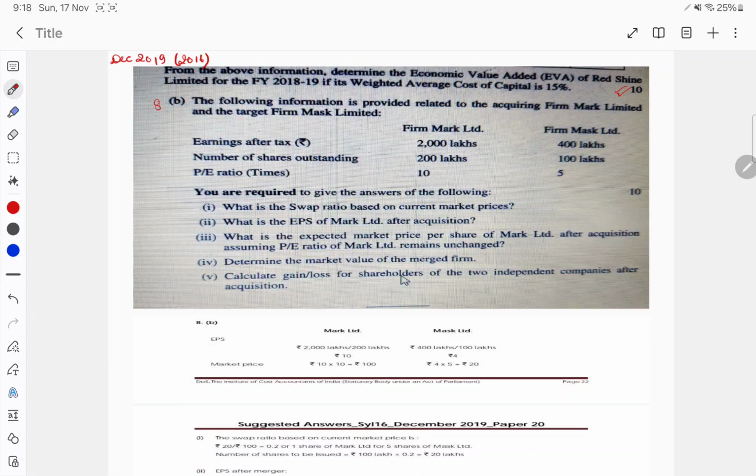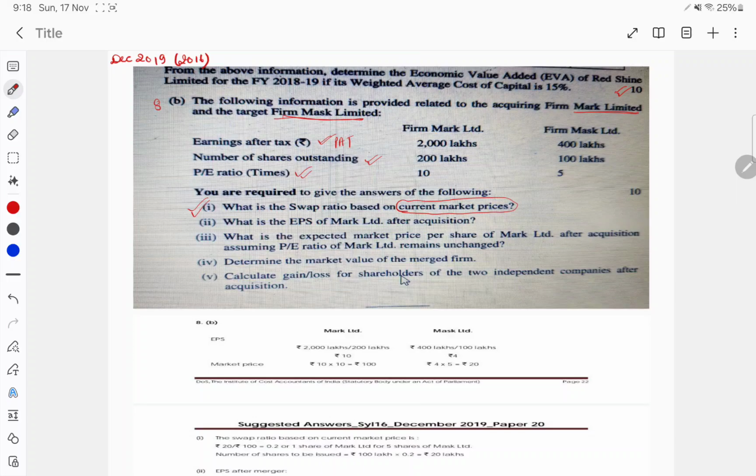The following information is provided related to the acquiring firm named Mark Limited and the target firm named Mask Limited. There are basically two firms, where Mark Limited is the acquirer and Mask Limited is the target firm. For both of them, PAT, that is profit after tax, the number of shares outstanding, and the PE ratio are given. The first question is: what is the swap ratio based on current market price?